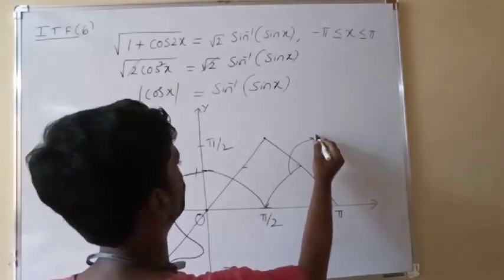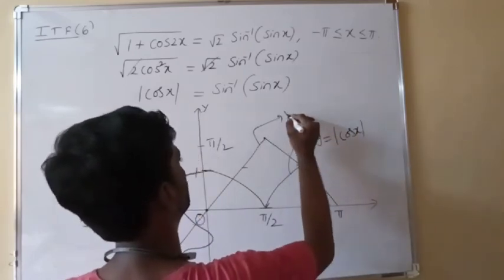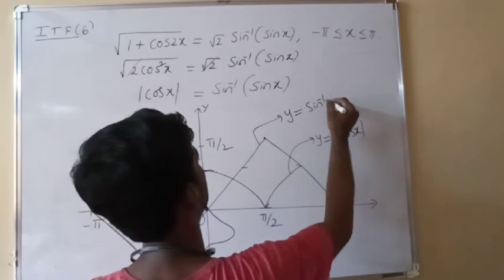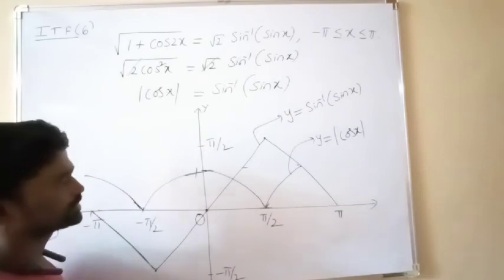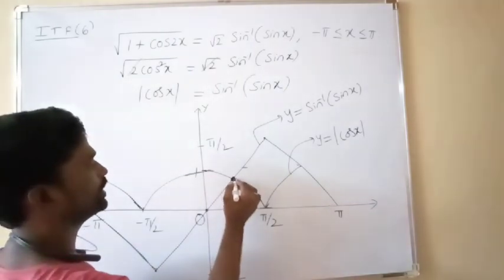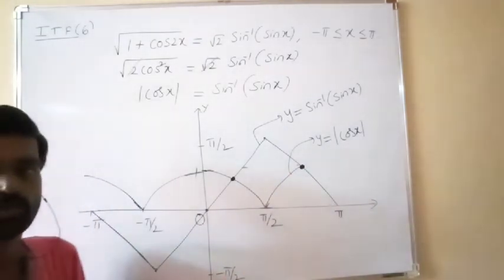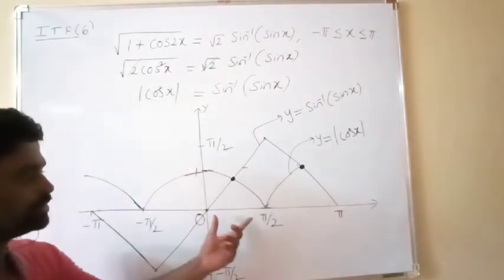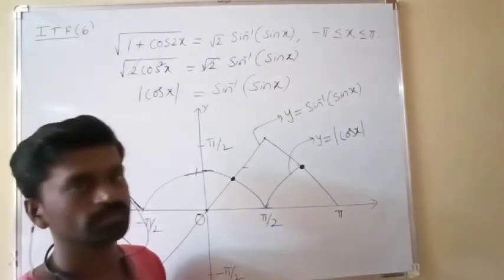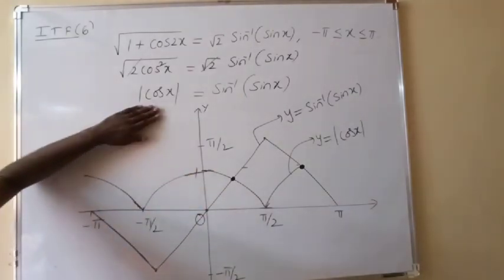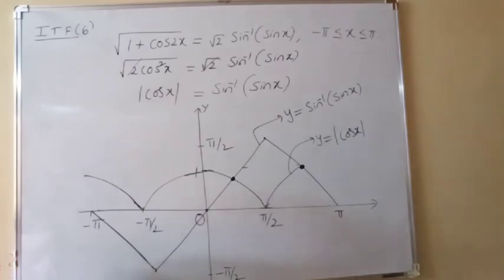So this is the graph of mod cos x, and this is the graph of sine inverse of sine x. Now what are the points of intersection? How many points of intersection are there? This is one point of intersection, this is another point of intersection. We can't say the particular value, but we can say one solution lies between 0 to 90, first quadrant. Another solution lies between 90 to 180, second quadrant. So how many solutions does this equation have? Two solutions, because there are 2 points of intersection.